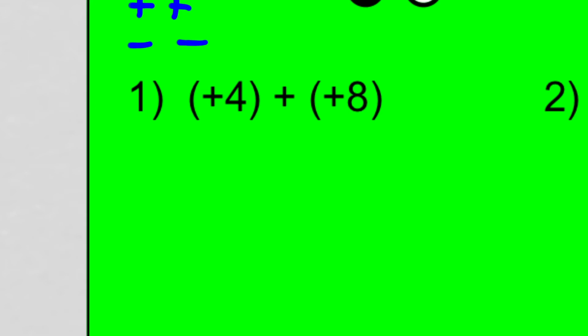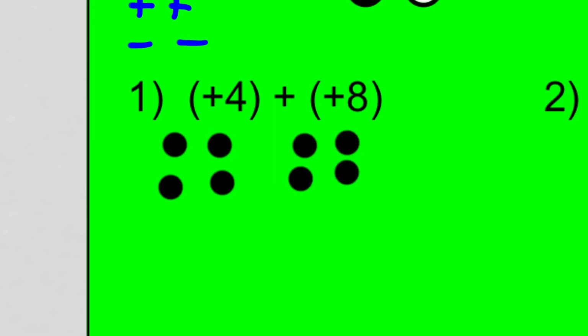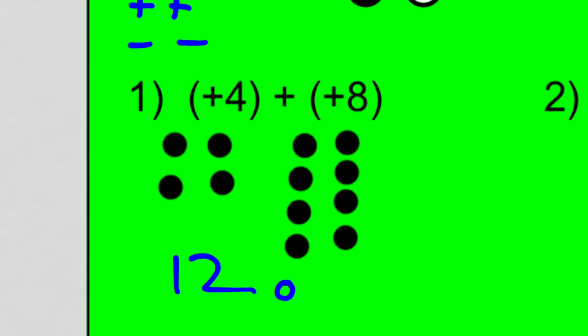Now the first question says positive 4 combined with positive 8. So what I'm going to do is I'm going to make 4 positives, and I'm going to make 8 positives. Now the integer model says every time you have a positive and a negative together, they cancel out. Well, there's nothing to cancel out here. So all I have are 4 positives combined with 8 positives. So that means my answer is 12 positives. I can write that as 12, or I can write it as positive 12. They both mean the same thing.